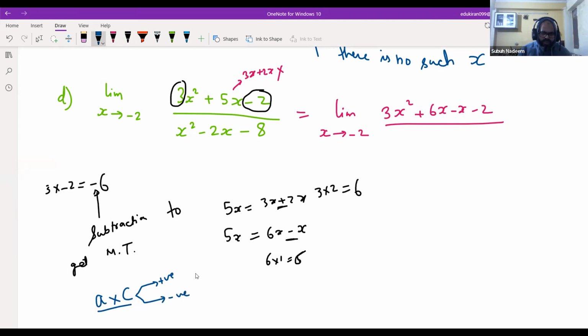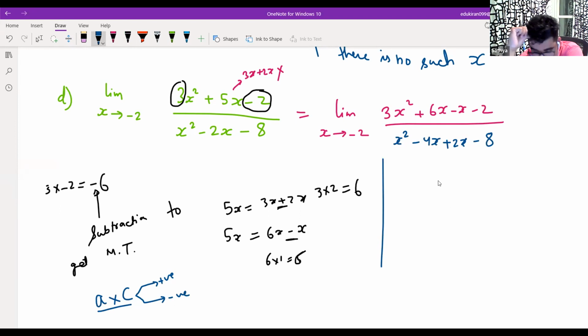If it is positive, the middle term will be obtained by addition. If it is negative, the middle term has to be obtained by subtraction. Now the denominator is x² minus 2x minus 8. This will be x² minus 4x plus 2x minus 8. Have you done this?